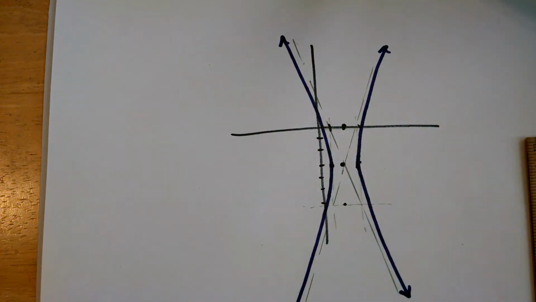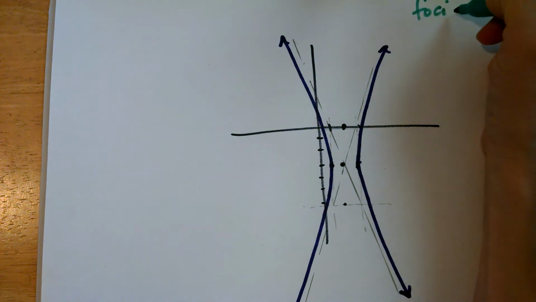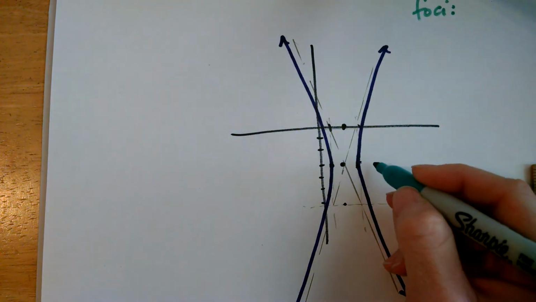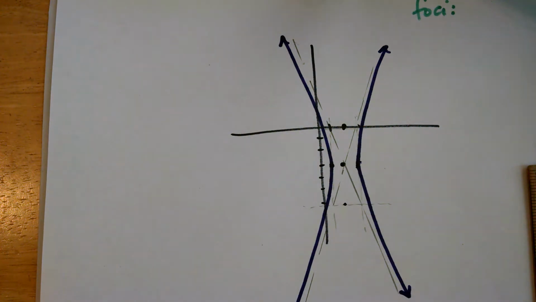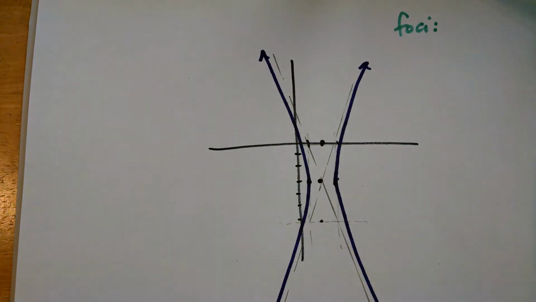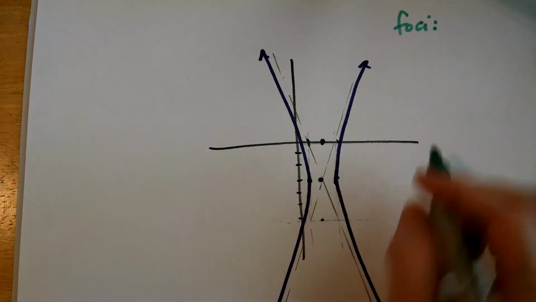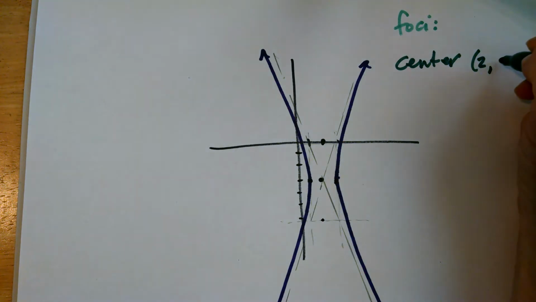Now we can label our focus as well. Okay, we're going to get to the focus. The foci is on this side and on that side. Remember, the ellipse has the foci in the middle. The hyperbola and parabola have it outside. Okay, so let's figure out what's going on here. Our center, if you recall, was 2, -3.